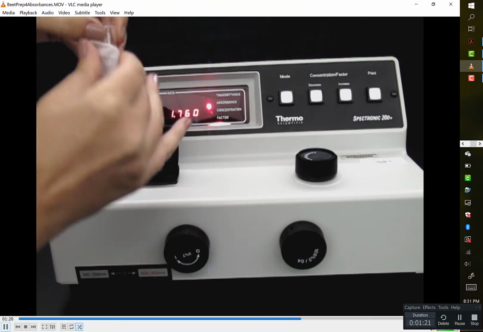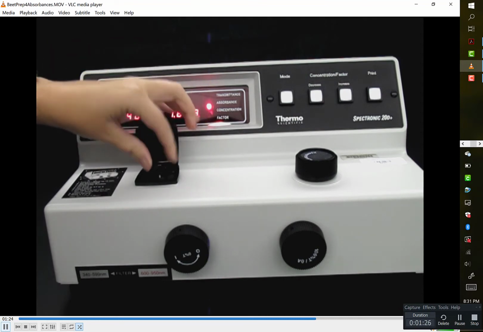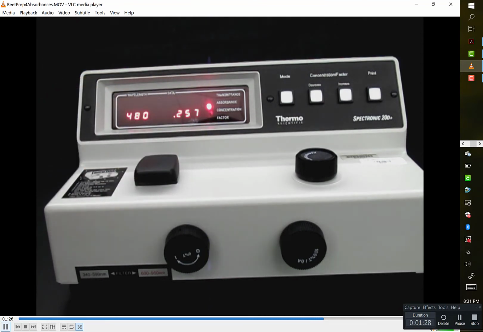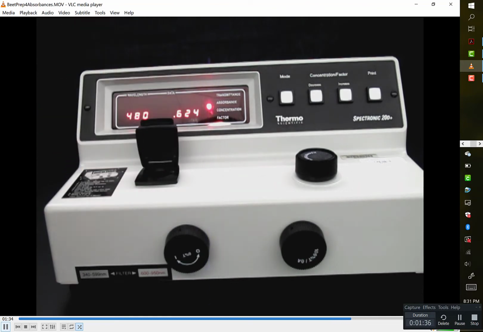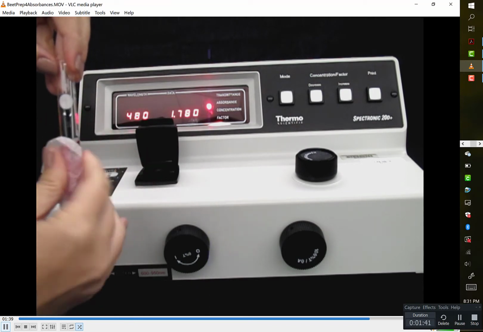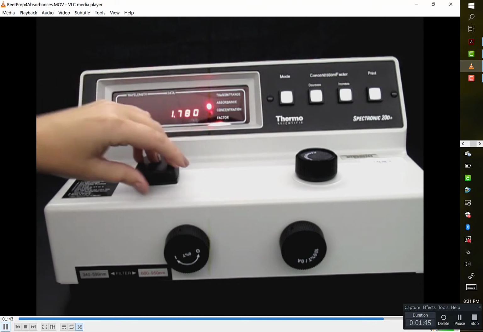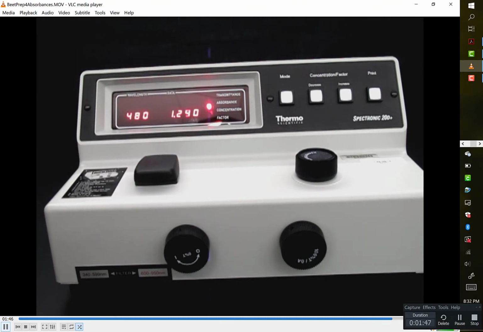pH 9, wipe the fingerprints off, put it in the sample compartment, close it, record the absorbance for pH 9. And finally, pH 11, wipe off the fingerprints, put it in the sample compartment holder, and record the absorbance for pH 11. And so now you have your data for the beet experiment.